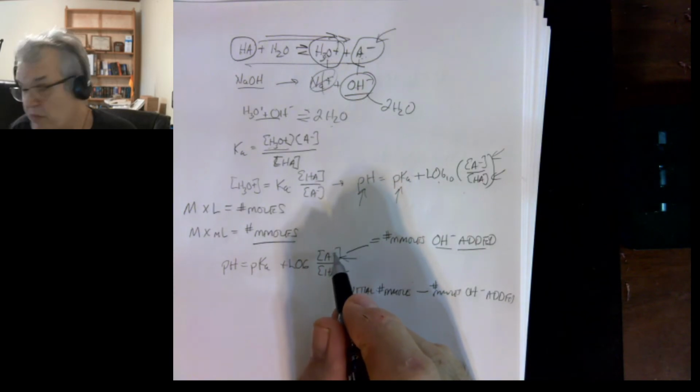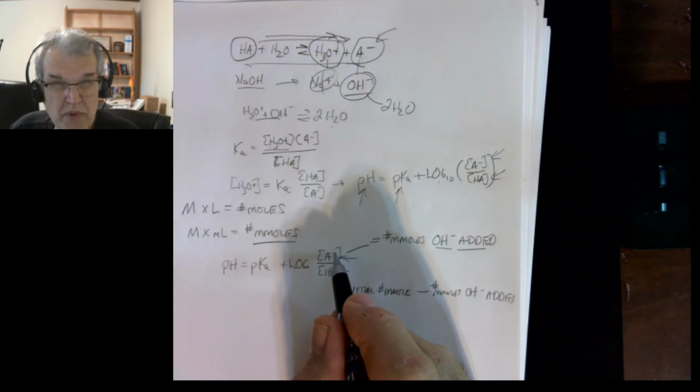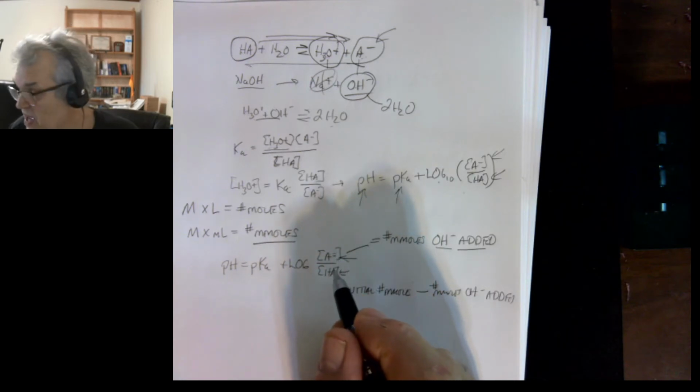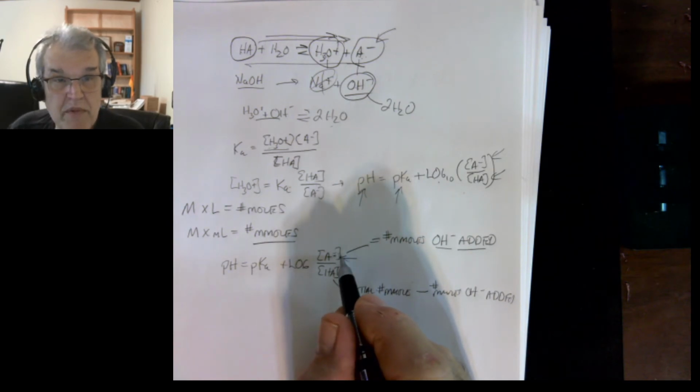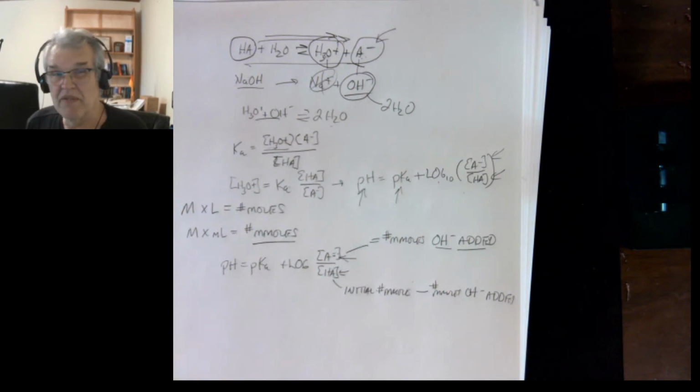That's millimoles per milliliter, same thing as moles per liter, millimoles per milliliter over millimoles per milliliter. But it's the same milliliters, so the milliliters cancel out. I just need to put millimoles in here. I don't even have to mess with the volume. Wow, that makes it easy.